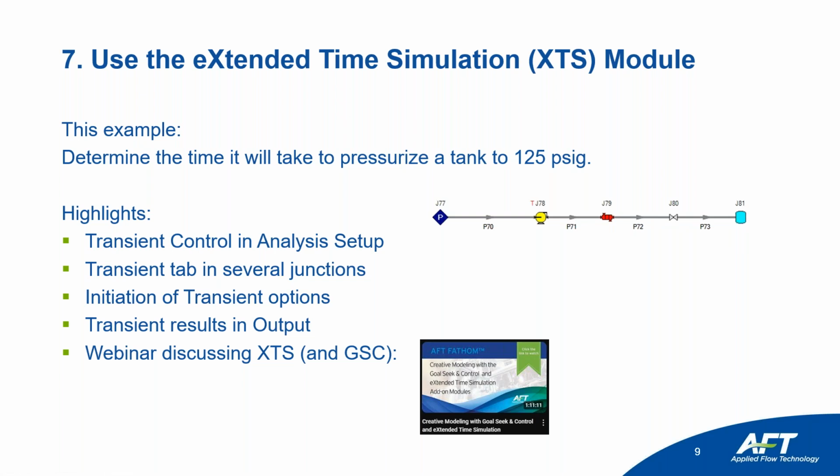The initiation of the transient, so we initiated this compressor shutdown once the tank reached this 125 psig set point. The transient results in the output with that quick graph and all those additional tabs. And then another webinar, actually this is the one that I was talking about just earlier with GSC, also covers XTS. So if you want to look more into the capabilities, I recommend checking this webinar out.